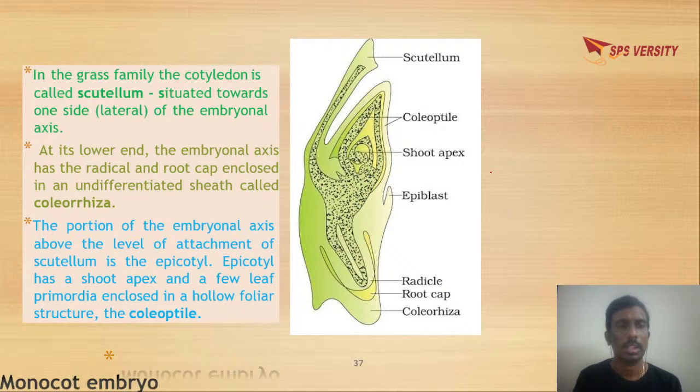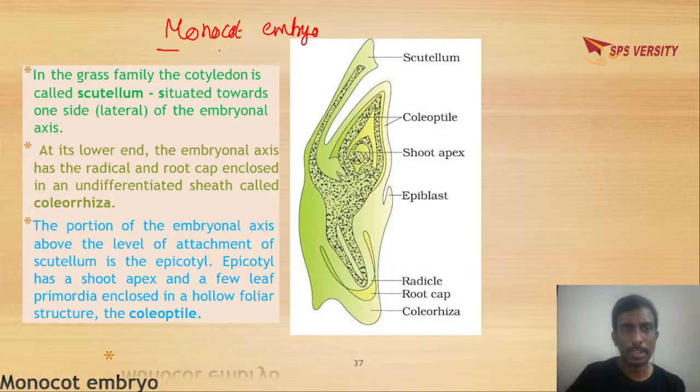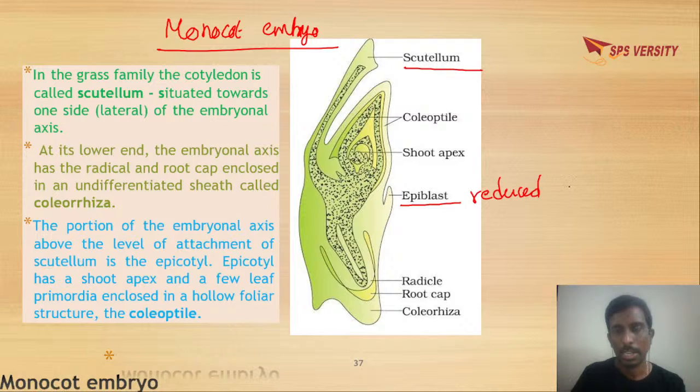What about the monocot embryo? Here, if you take this monocot embryo, in monocots the embryo has only one cotyledon. This single cotyledon is called the scutellum. So what happens to the other cotyledon? The other cotyledon is reduced. The reduced cotyledon is called the epiblast.